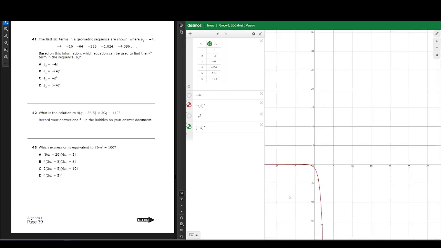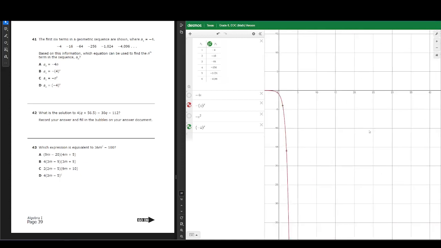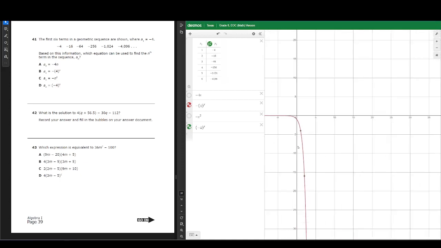I don't know why the green graph is missing. -4 to the x should switch back and forth from negative to positive. Oh well, we won't worry too much about that. We have our correct answer is the red one, so B is correct.